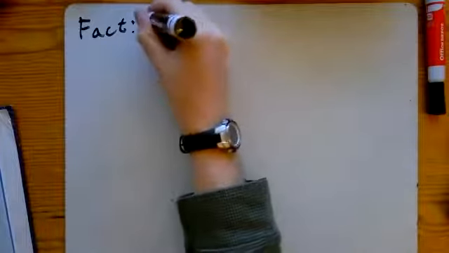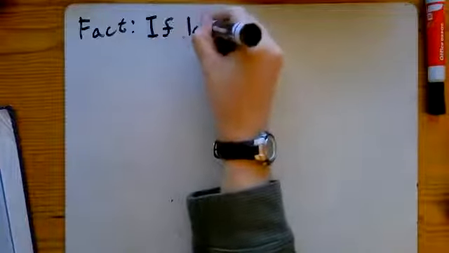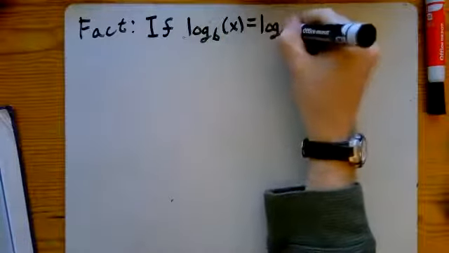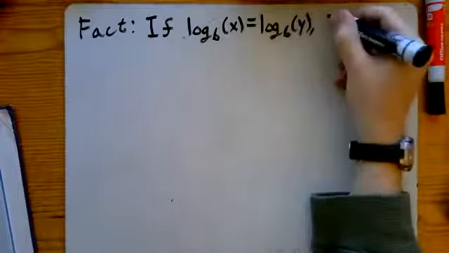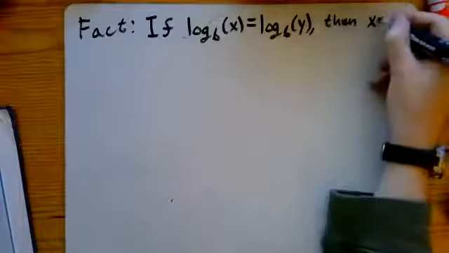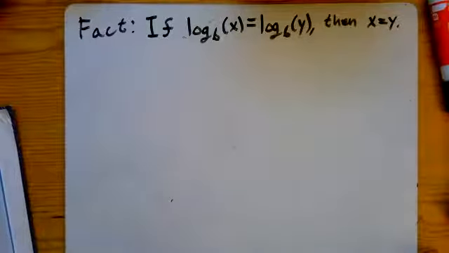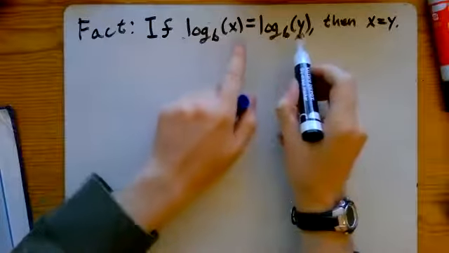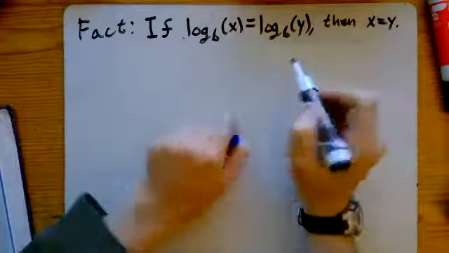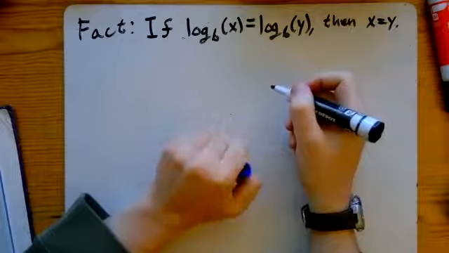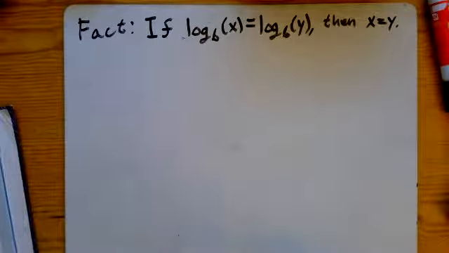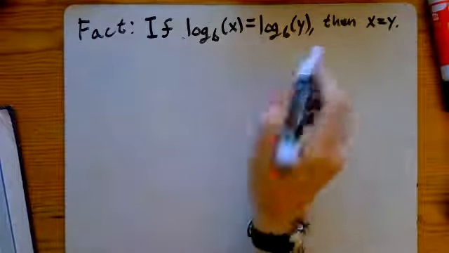So, if log base b of x equals log base b of y, then x equals y. Just makes sense. If we have two logarithms that I know are equal to each other and they have the same base, then their contents must also be equal. That's the only way that these two can be equal to each other. So we can use this. Let's try it out.